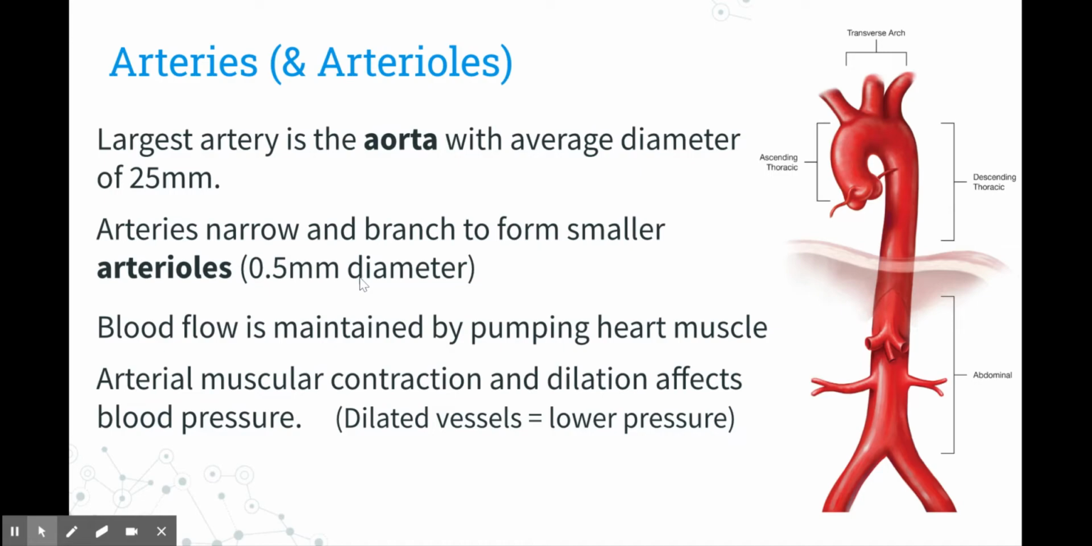A dilated vessel is larger, and therefore the blood is subjected to a lower blood pressure. You can see here the aorta has an ascending region as it comes up out of the heart. This little 3 bumps here is the aortic valve. This ascending thoracic aorta arches over here, and these blood vessels branch up to the head, neck, and arms, and then curves down to the descending thoracic.